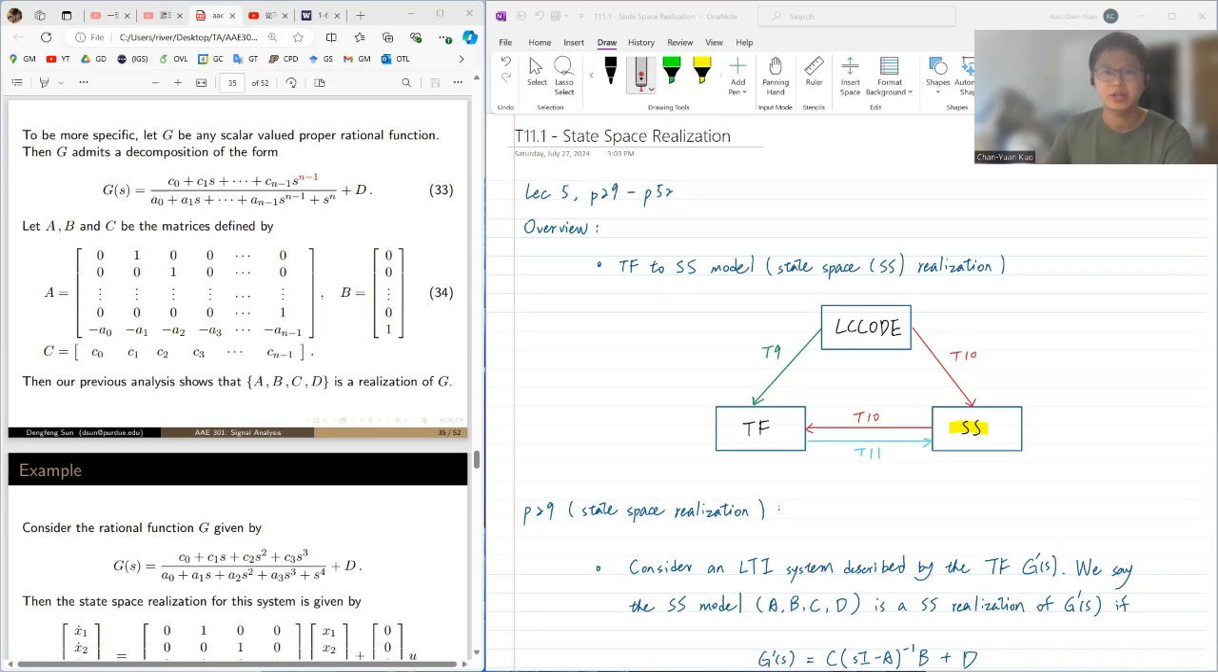In the last lecture, we've looked at an alternative way to describe a system, which is called the state space representation or state space model. In addition, we learned how to derive the transfer function of an LTI system from its state space model. In this lecture, we will learn how to do the opposite, which is to derive the state space model of an LTI system from its transfer function.